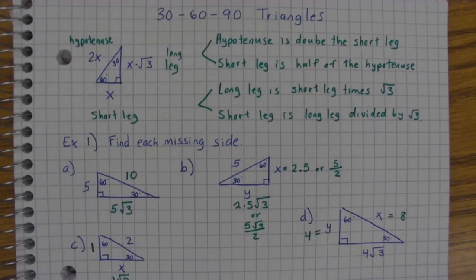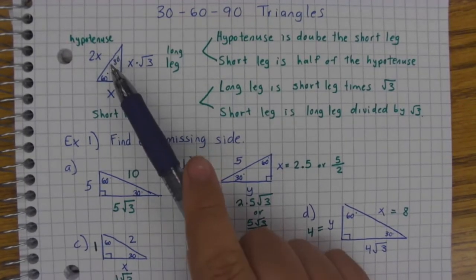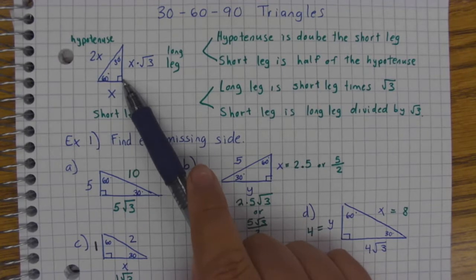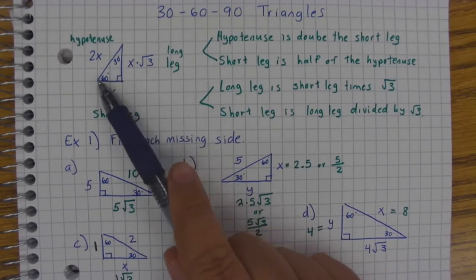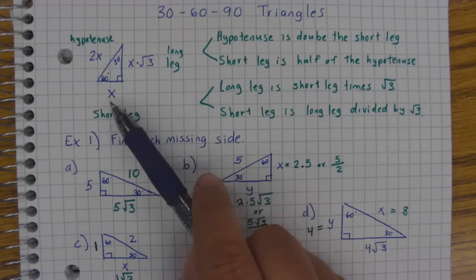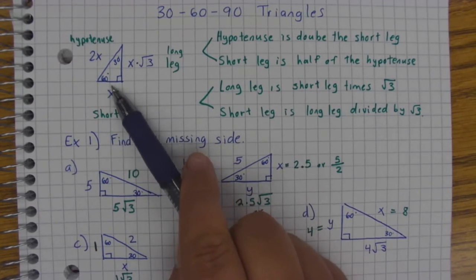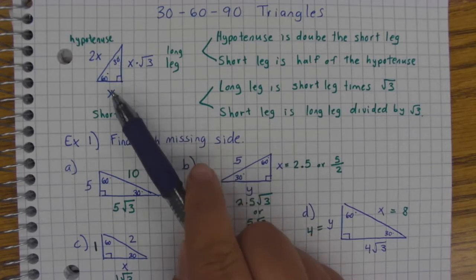Hello, today we're going to go over the 30, 60, 90 triangles. So basically the relationship is that when you have a 30, 60, 90 triangle, you'll notice that the hypotenuse is always across from the 90-degree angle. And also the shortest leg is across from the smallest angle. So 30 is the smallest angle and we have the short leg right here.